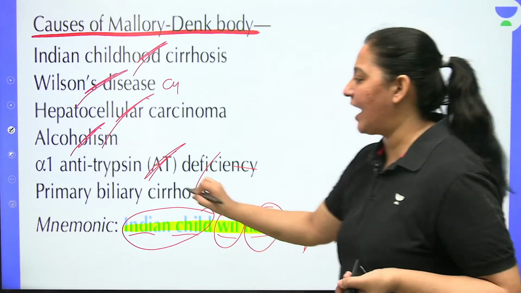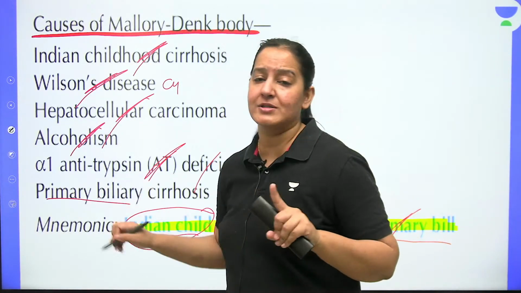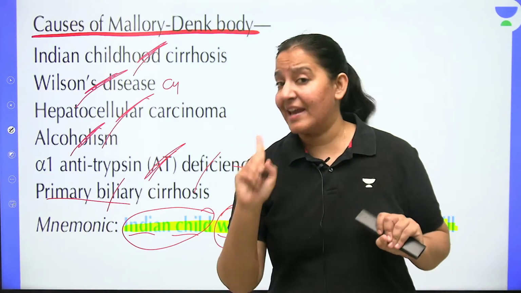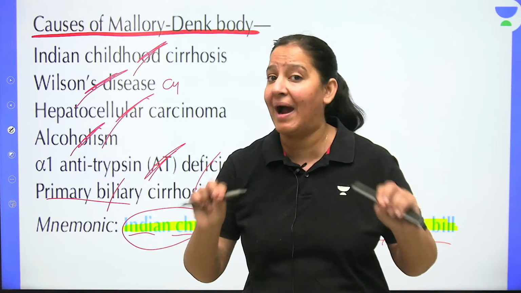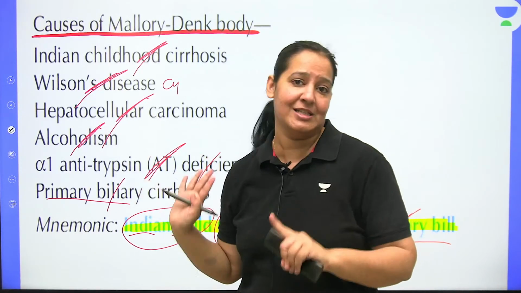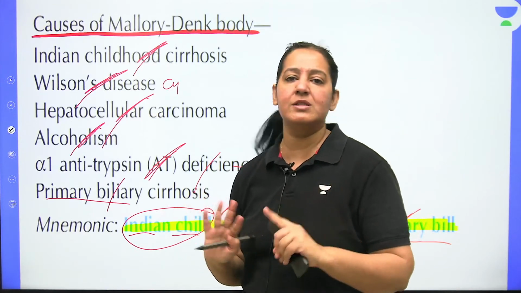Primary biliary cirrhosis. There are two types of biliary cirrhosis, primary biliary and secondary biliary. Secondary biliary doesn't have Mallory-Denk bodies. Please take this point in mind. It occurs in primary biliary cirrhosis, not in secondary biliary.